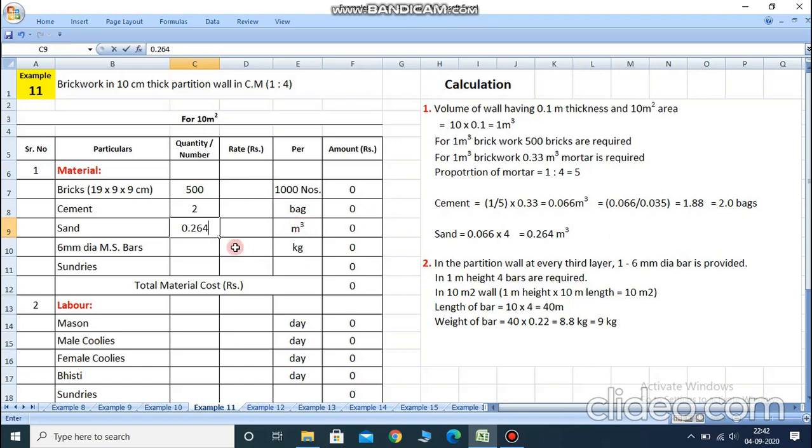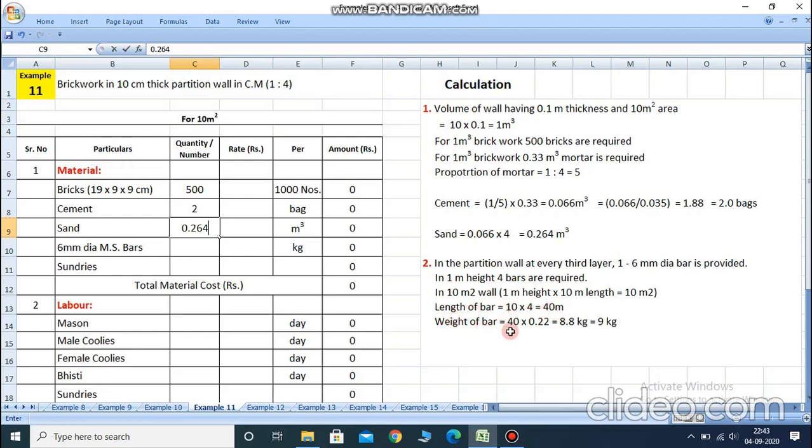Now for the 6 mm diameter MS bar, in a partition wall, every third layer one 6 mm diameter bar is provided. So in a 1 meter height, 4 bars are required. So for a 10 meter square partition wall, 1 meter height multiplied by 10 meter length, so 10 meter square is the total. Now the length of the bar is 10 multiplied by 4, which means 40 meter is the total length of the bar required.